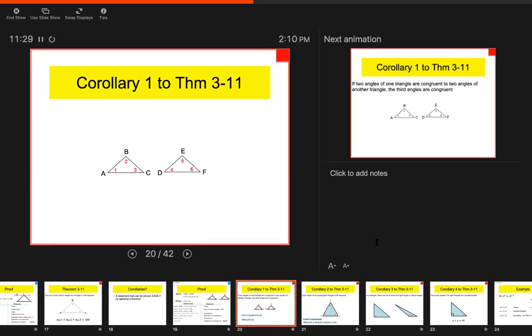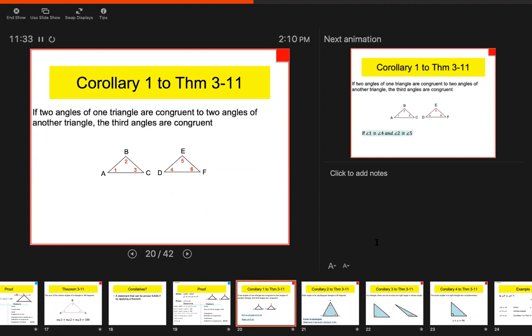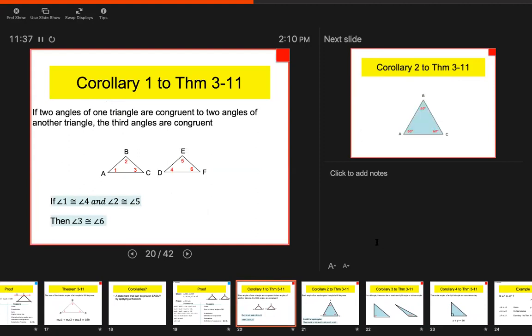You wrote this down, yes or no? Yes. No? All right. We wrote it down. Well, Anna's shaking her head no. And I have corollary 2. Yeah, we got 1, 2, 3, 4. And then we got the last theorem.